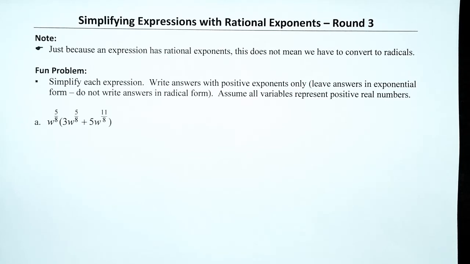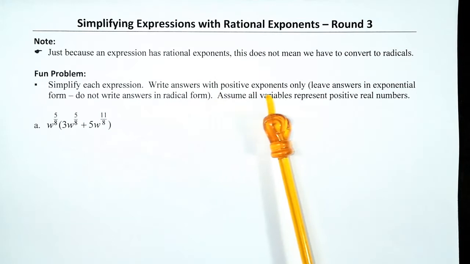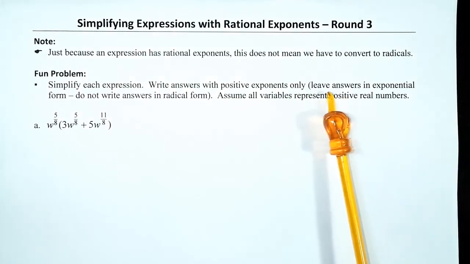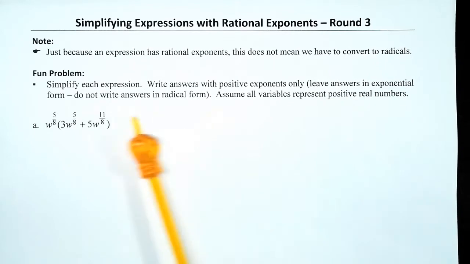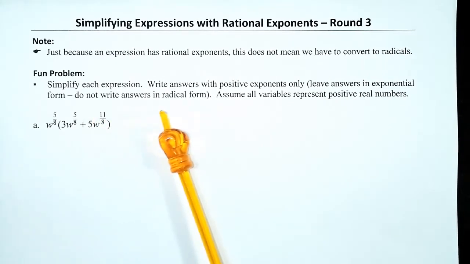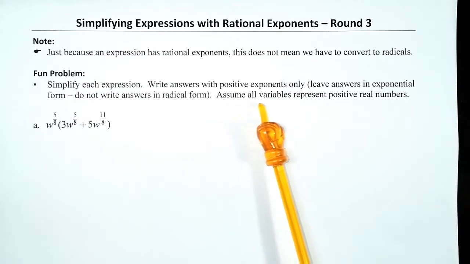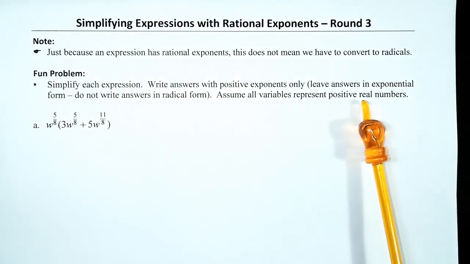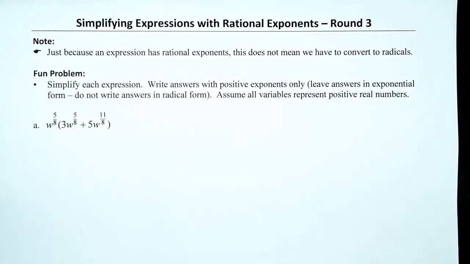So the directions read simplify each expression, write answers with positive exponents only, leave answers. Oh, and I guess to clarify, what does that mean? Leave answers in exponential form, do not write answers in radical form. And then my favorite disclaimer, assume all variables represent positive real numbers. I love this statement because that way we don't have to worry about do I need an absolute value or not. Okay, so let's do this.